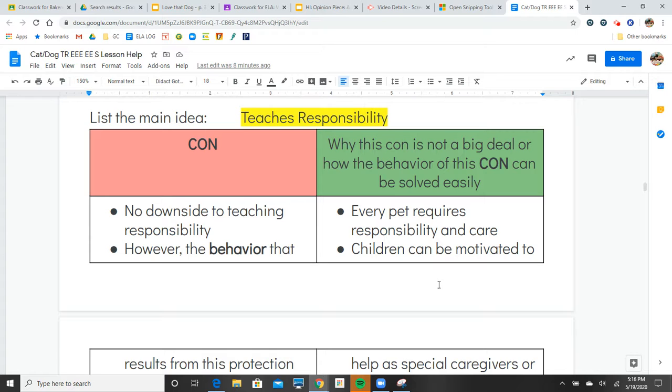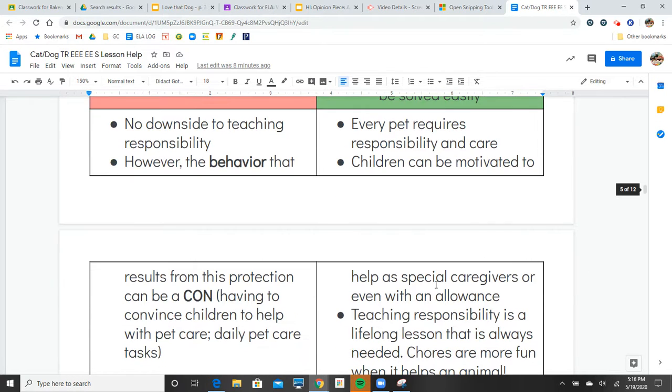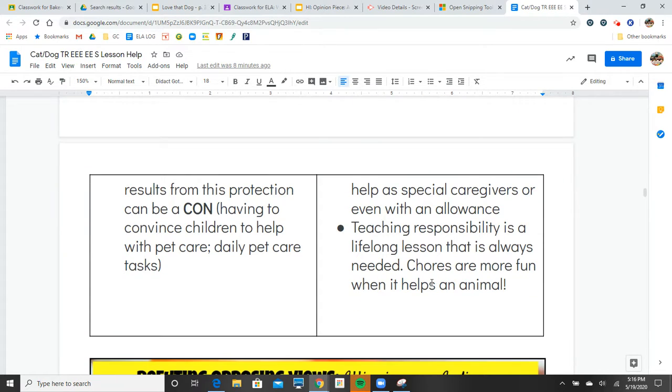So you have to convince your reader that every pet requires responsibility and care, and that care can really be shared among family members. Children will be motivated to help as special assigned caregivers, maybe motivated with an allowance if needed. And teaching that responsibility and any work that goes into it will really teach children lifelong lessons. They won't really be chores anymore. They'll be fun when it does help and benefit an animal.